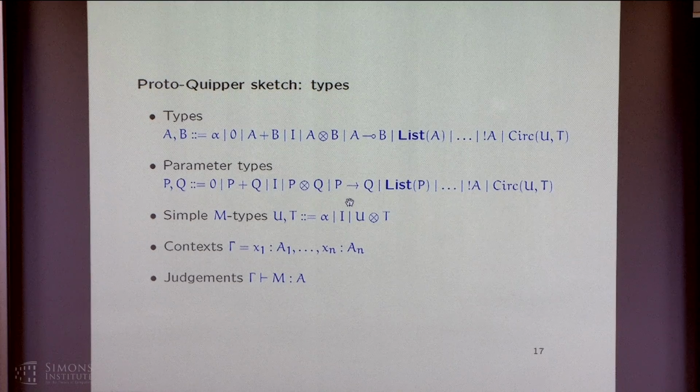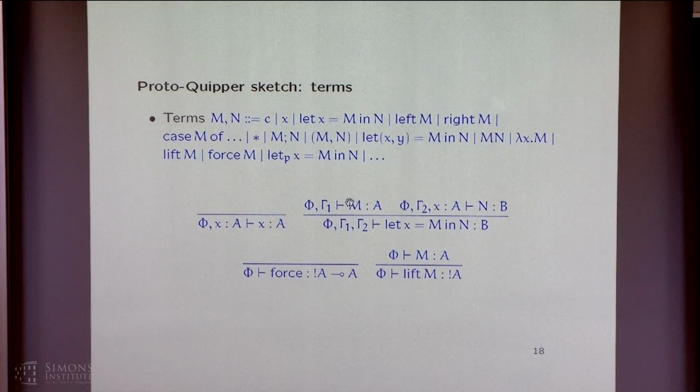And now we make the programming language that basically contains all the stuff I told you. So these are the types. We talked about all these operations. Some types are parameter types, and you can say syntactically what they are. Simple types correspond to objects of the original category M, and a circ corresponds to circuits. Contexts are as usual, judgments are as usual, and the terms and typing rules are as usual because everyone knows what a linear lambda calculus is.